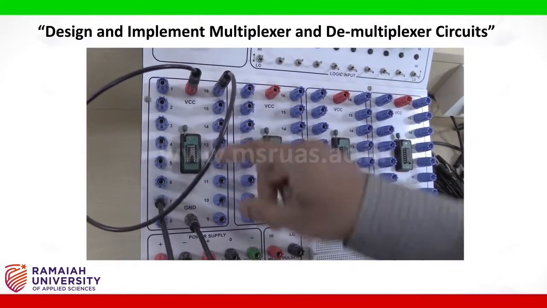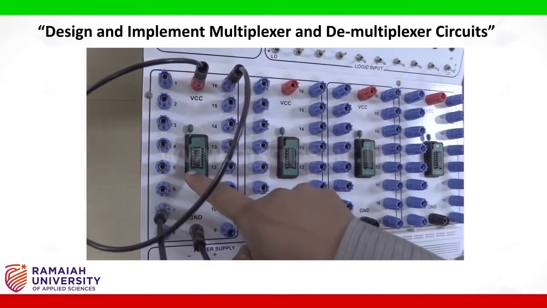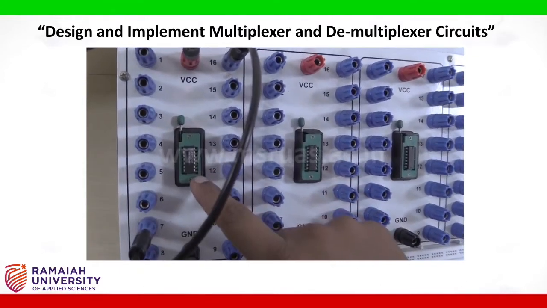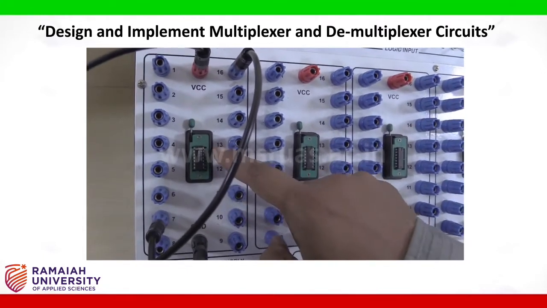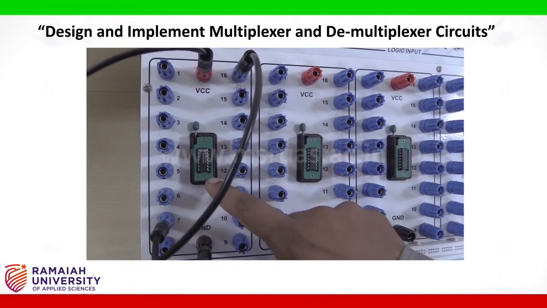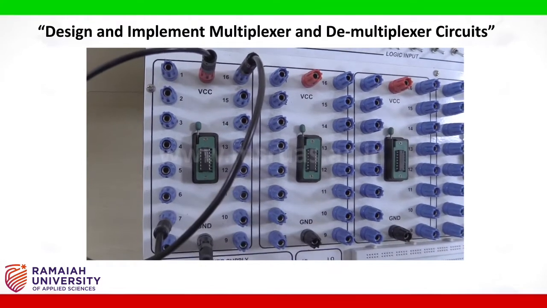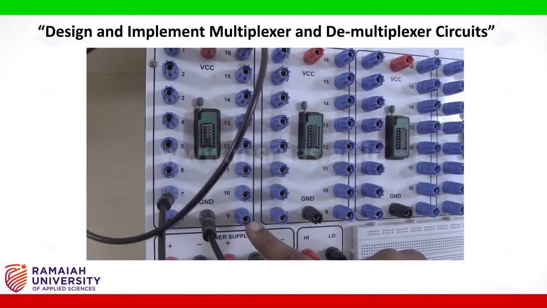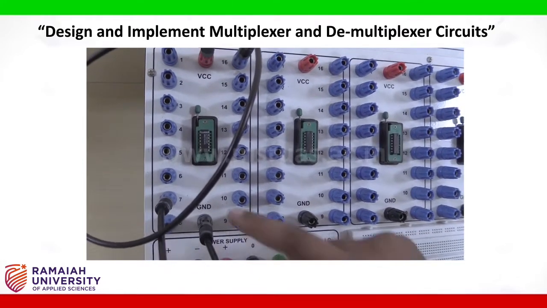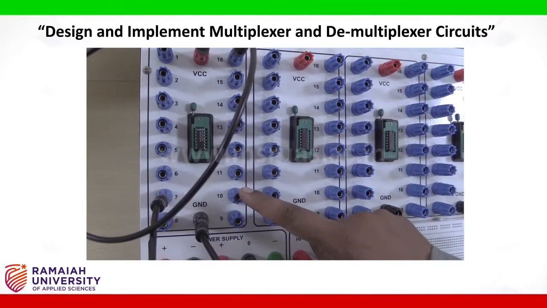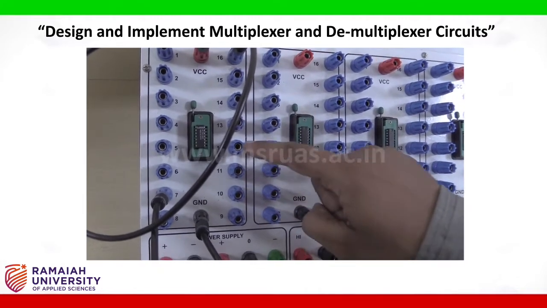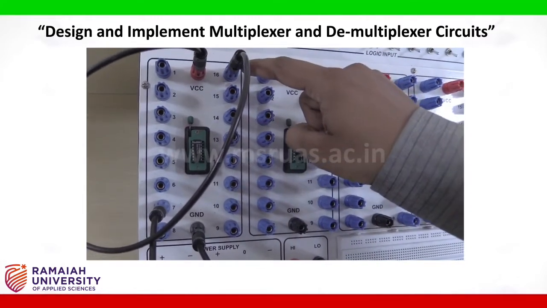Also we should see that the last 2 slots of every IC base are left free, because the IC we are using consists of only 14 pins. So the last 2 slots are left free. Therefore pin number 8 and pin number 9 we are not considering for the connections. After pin 7, pin number 10 we have to assume as pin number 8 and 9, and it will go on till pin number 14.